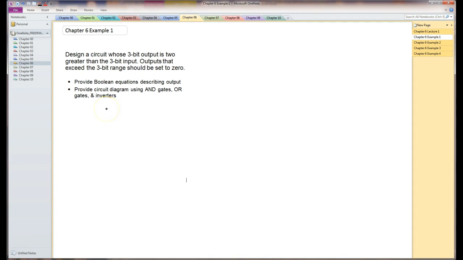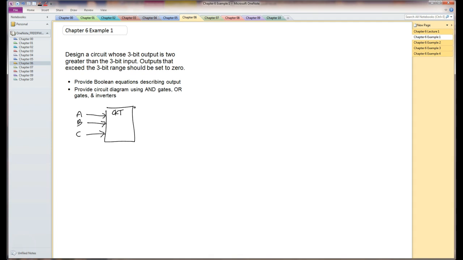This problem is kind of special because it doesn't really specify how wide the output is, so you have to look at it. It has a 3-bit input, so we can draw that, and we'll name it A, B, and C just to keep this problem short. The inputs are a 3-bit number, so the outputs are going to be a 3-bit number also.